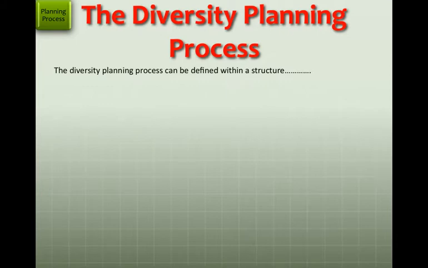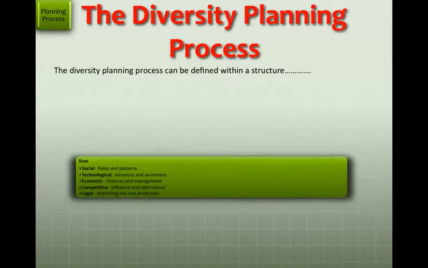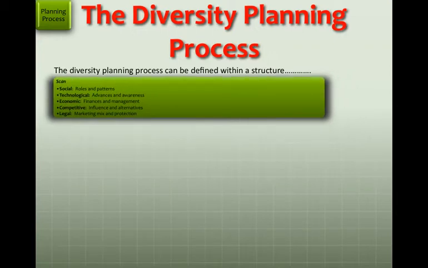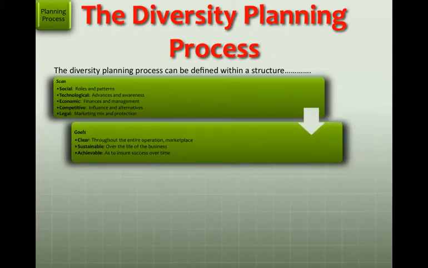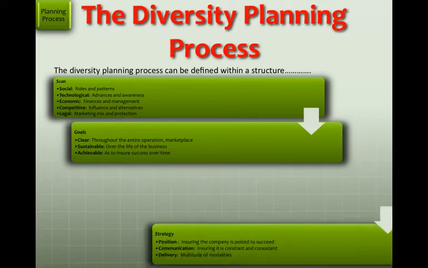This planning process from a diversity standpoint can really be defined within a structure. When we scan, we're looking at the social roles and patterns, technology, how the economy plays into our development of the plan itself, the competitive aspects of it, and then a legal perspective, making sure that we have the protections in place. Goals are the second piece of the planning process. We want to make sure they're clear, they're sustainable, they're achievable to some degree over the life of the business itself, especially incorporating the diversity aspect of it.